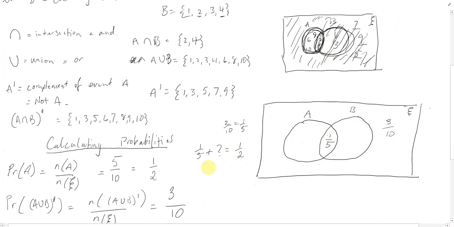Okay, so we can work this out. Another way of thinking about it though is just counting up our results here. We've got 1, 2, 3 out of the 10, so it's going to be 3 over 10 in there. And if you did this sum of 1 over 5 plus our 3 over 10, that is the same as 2 over 10 plus 3 over 10, which is 5 over 10, which is a half, just like we knew it must be.